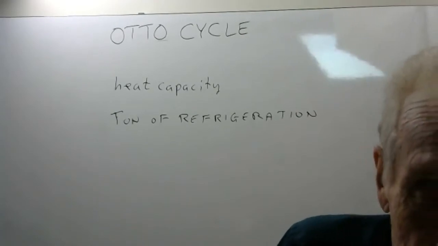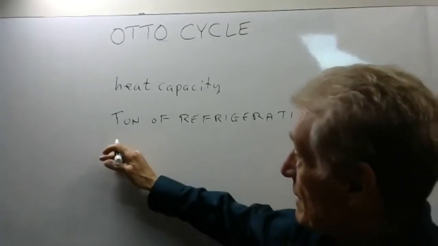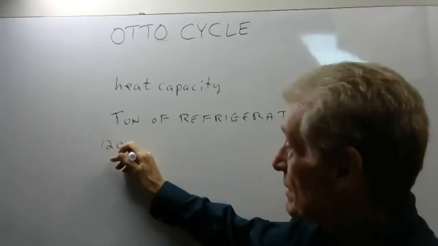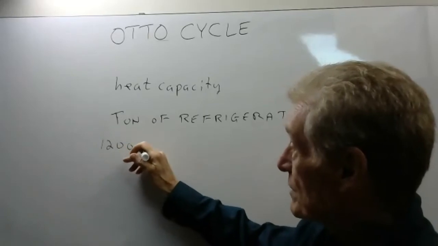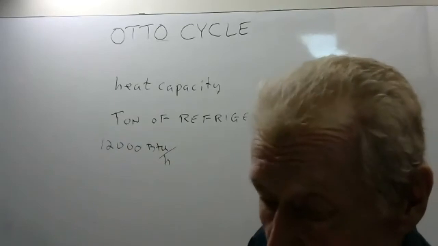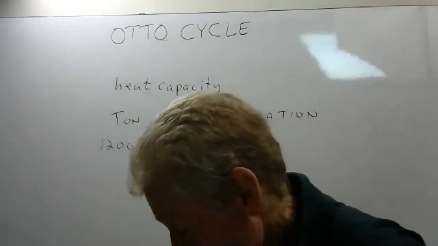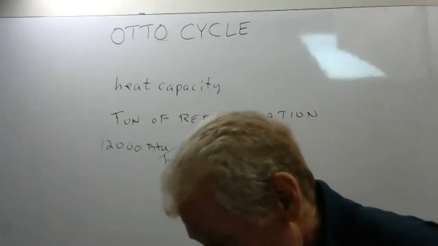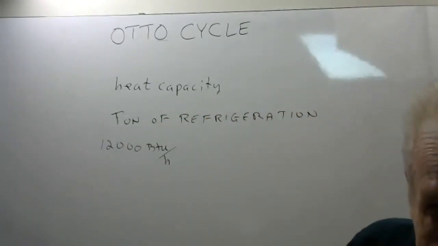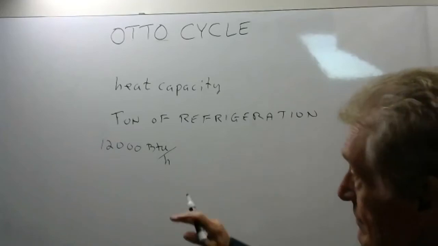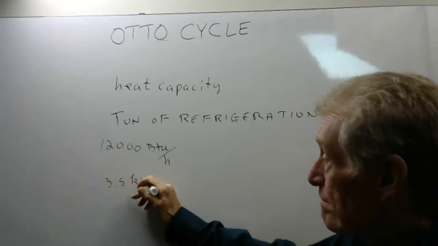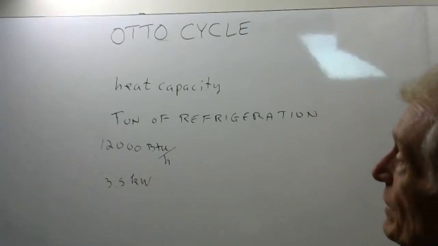It says a ton of refrigeration is equivalent to 12,000 BTU per hour. Good for you. 12,000 BTUs per hour. Is that what it says? I think so. Okay, good going. It doesn't do it in kilowatts. It says or 3.5 kilowatts. That's what I needed to know.